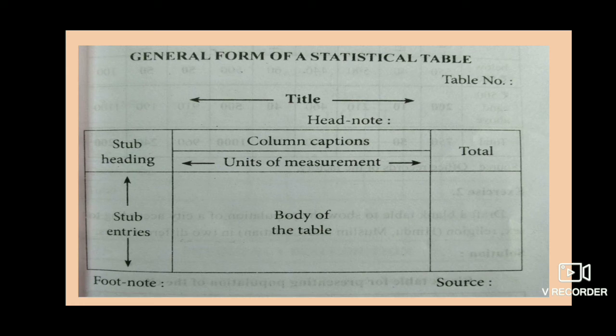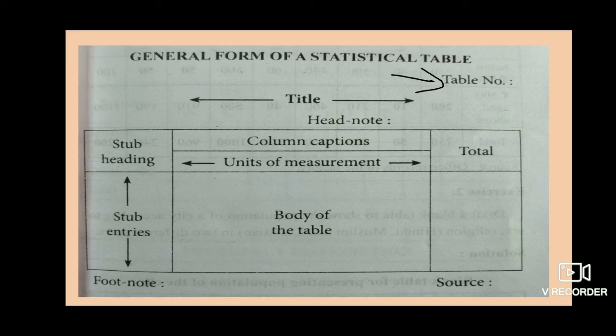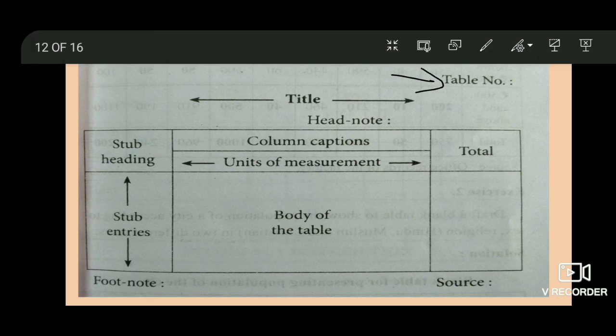So this is a general form of a statistical table. As you can see, the first one is table number here. Table number should be assigned on each of the table. This table number helps in sorting out the table whenever required. Any reference to the table can be made by quoting the table number. It is just like an index that is given in the textbook. So if you have an index, then you can easily search a topic. In the similar way, whenever you need for further reference, using this table number you can easily find that table.